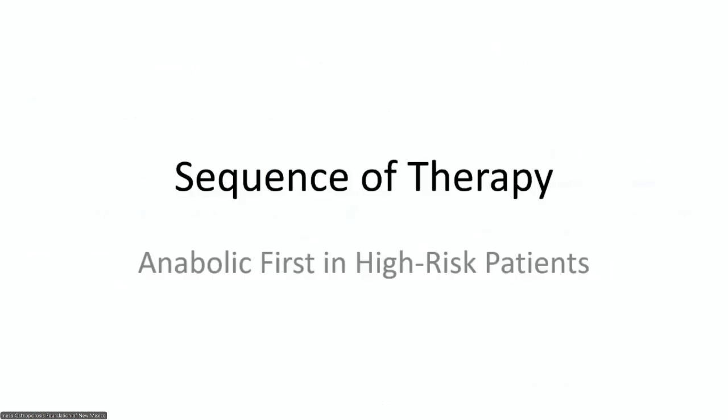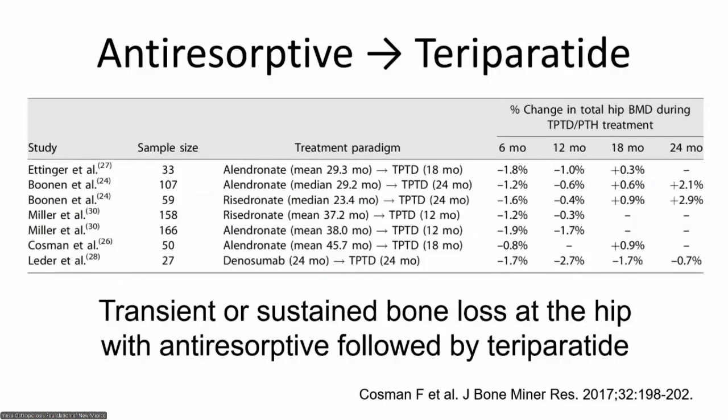We've also come to appreciate the importance of sequence of therapy, and that anabolic therapy first in high-risk patients will generate a greater response than the reverse order. Felicia Cosman has done a great deal to bring this to our attention, and she has a nice review paper here published 7 years ago now, looking at what happens with teriparatide after an antiresorptive agent. And all of these studies have shown that there's a transient or sustained bone loss at the hip with antiresorptive followed by teriparatide, especially a concern when denosumab is followed by teriparatide. So based on the limited data we have, that's probably not a good sequence to go from denosumab to teriparatide.